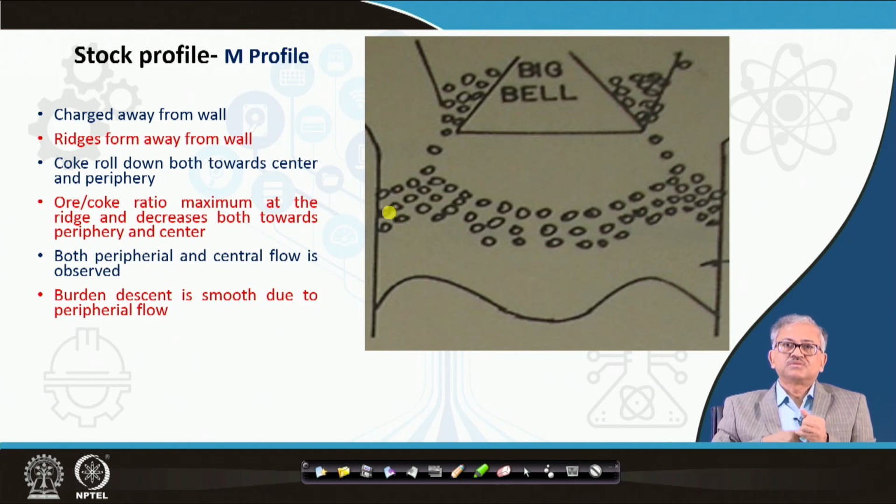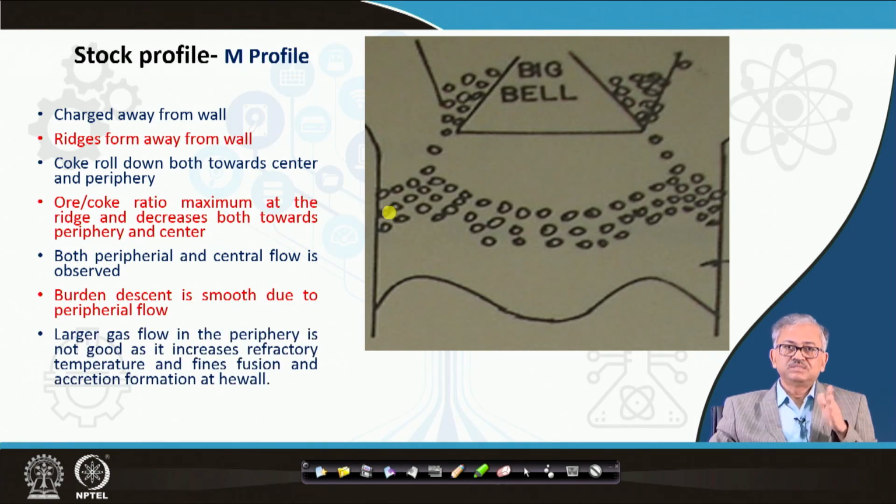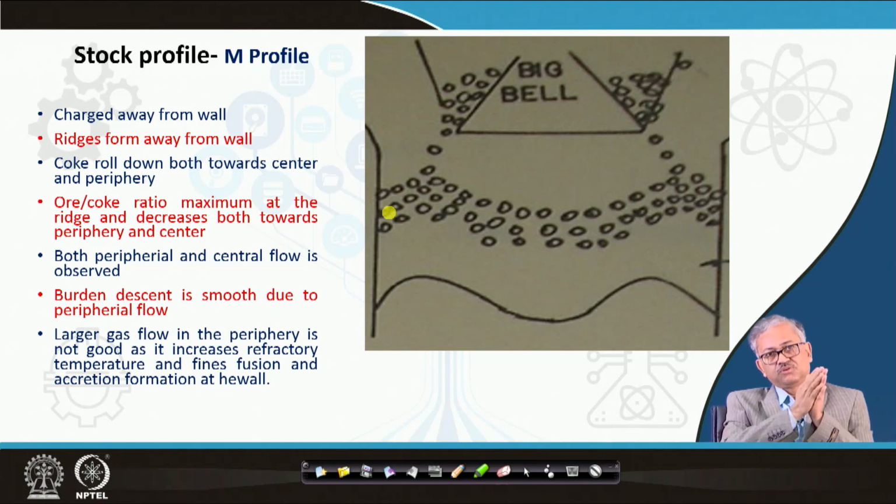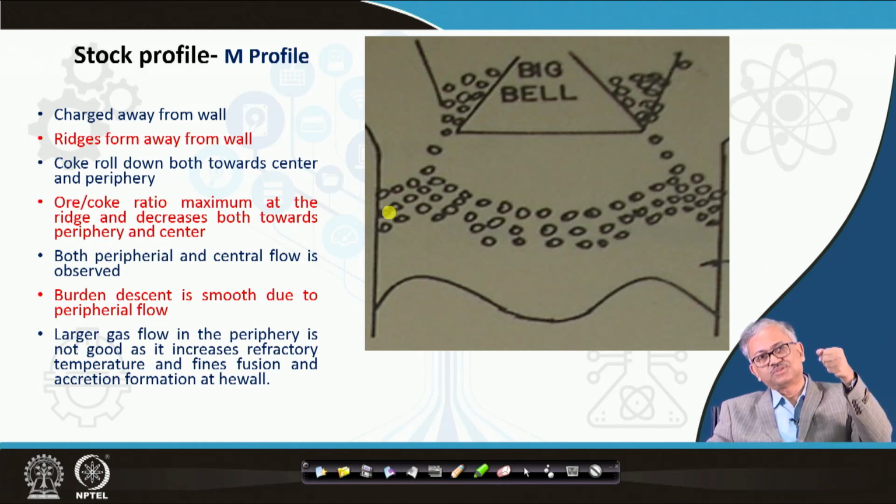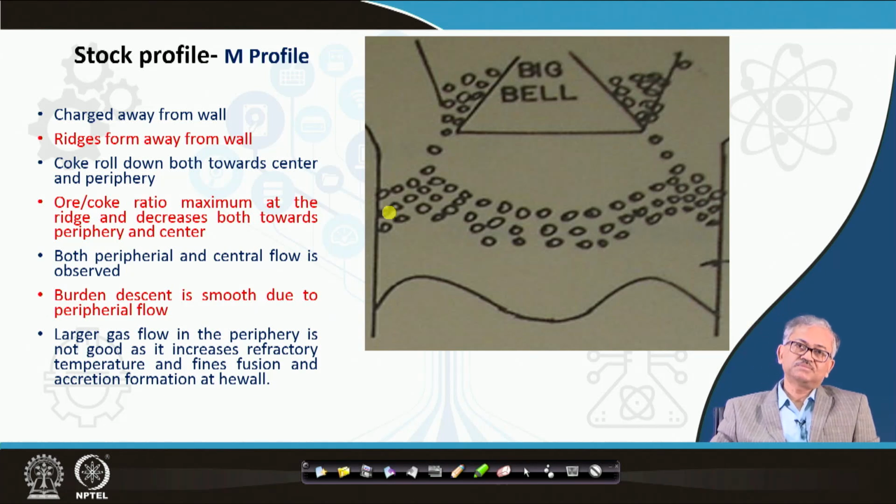But sometimes what happens, some accretion also can form, because if the gas flow is very large, then it is sometimes difficult, because too much gas flow means the hot gas will move, and as a result you are bringing heat by convection near the wall. As a result, what will happen? Heat accumulation will be there. There are obviously some fines, so they can also form some accretion.